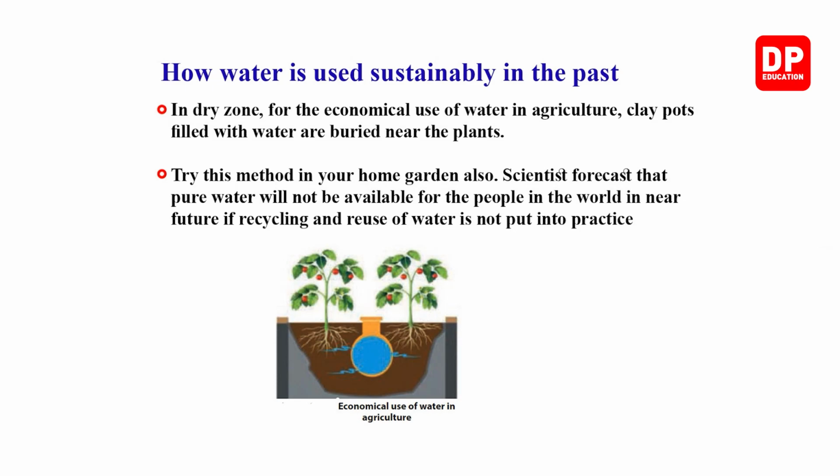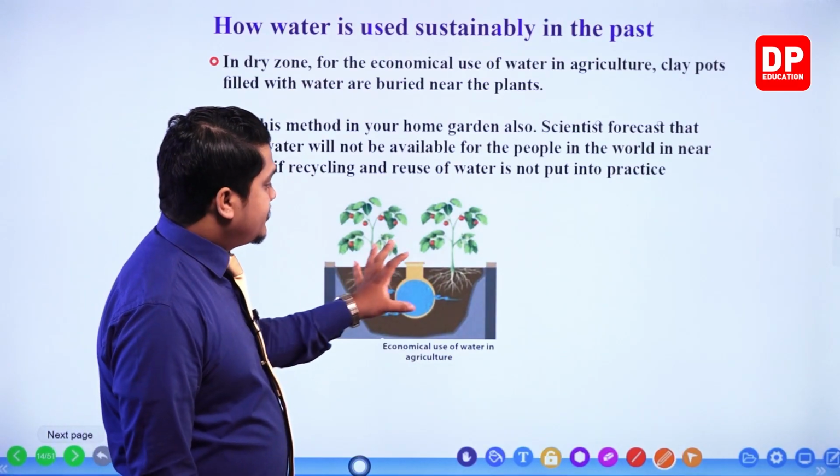So let's find out another way of using water sustainably, right? Here it is given: in dry zones, for the economical use of water in agriculture, clay pots filled with water are buried near the plants. Now within the figure you can observe this.